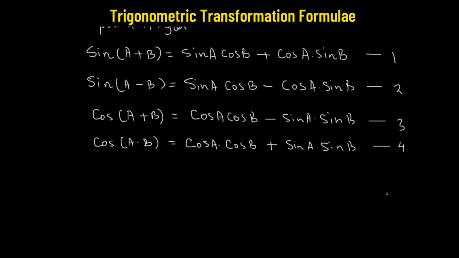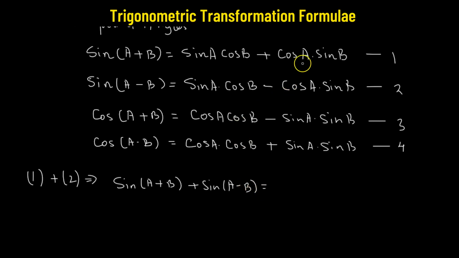Now we'll begin by first adding 1 and 2. On the left hand side we have sine of A plus B added to sine of A minus B. On the right hand side, the second term, cosine of A times cosine of B, is going to get cancelled out. We'll be only left with the first term, and since it's repeating twice, we have 2 times sine A times cosine B. So this gives us a new formula: 2 times sine A times cosine B is the sum of sine of A plus B plus sine of A minus B.